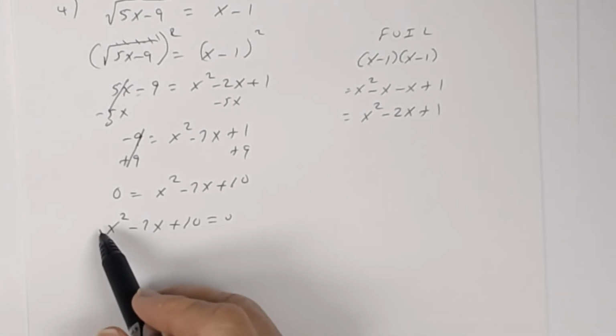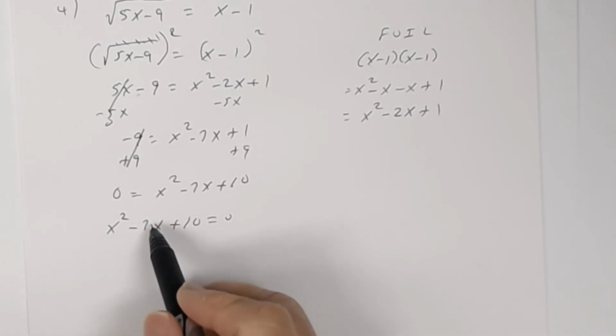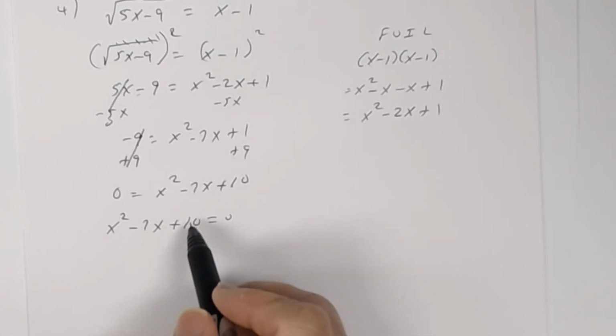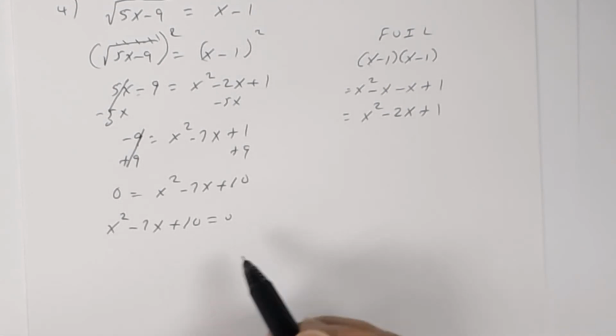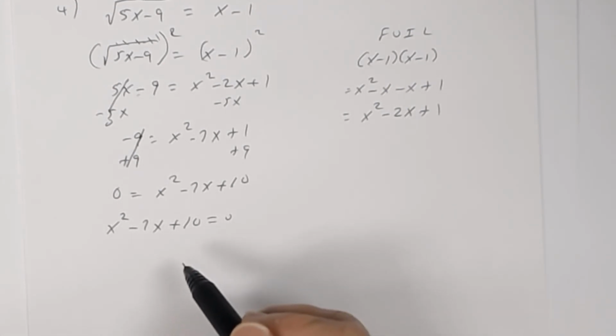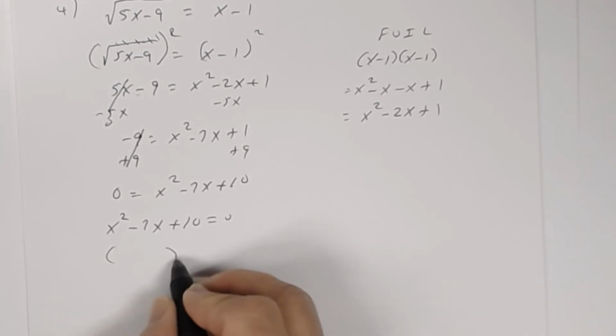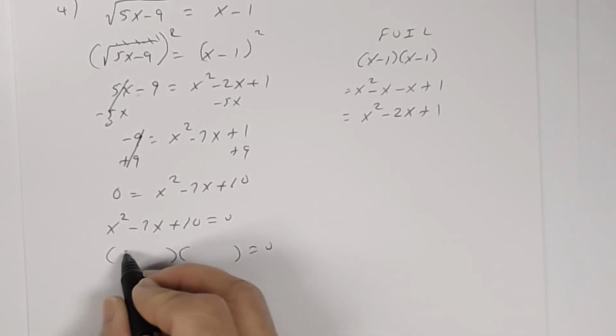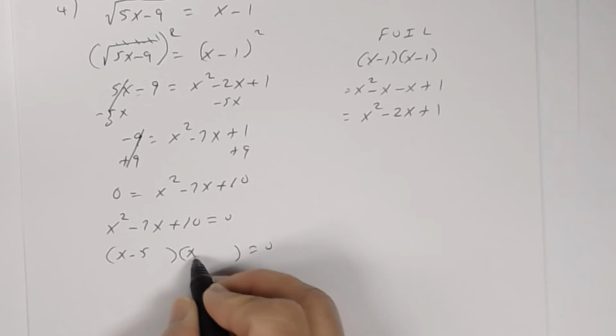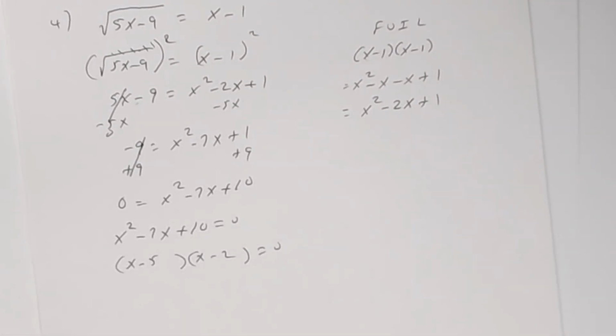If you use the quadratic formula, a is 1, b is negative 7, and c is a positive 10. So you may want to do it both ways just to verify that you are getting the same solution. So let's go ahead and factor this. When I factor this, I'm going to get x minus 5, x minus 2. And so that's how this factors.